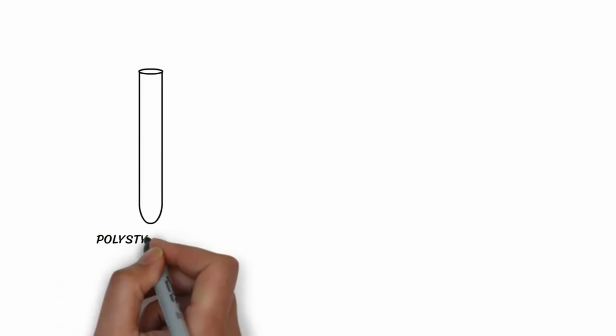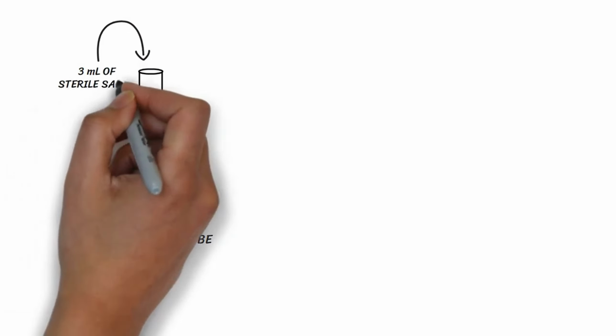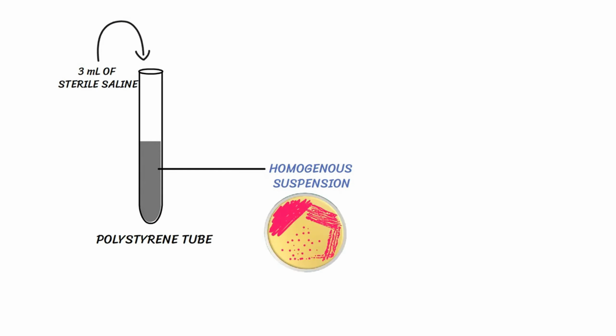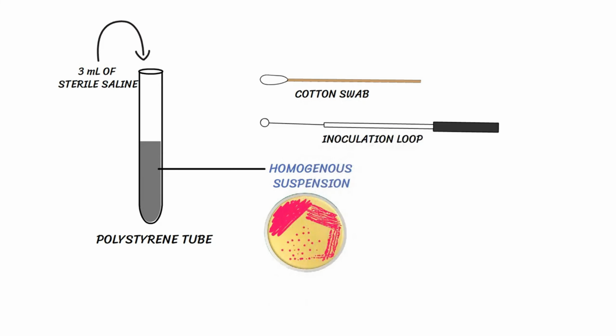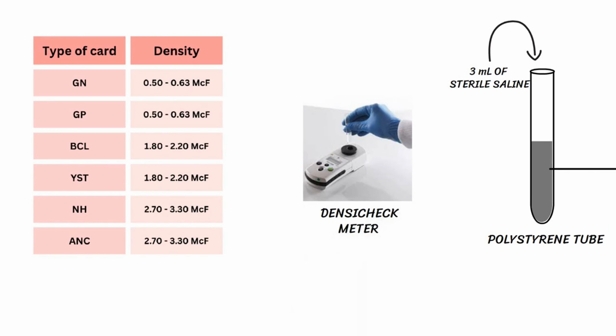Take a polystyrene test tube and aseptically transfer 3 ml of sterile saline. Prepare a homogeneous suspension, using isolated colonies of test microorganism, with the help of a sterile cotton swab or inoculation loop. Adjust the density of the suspension, using the density check meter, based on the card chosen for the microorganism. Ensure that the density check meter is calibrated using standards.